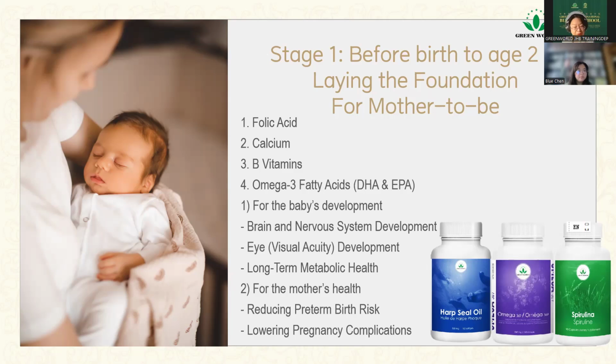Number 2, lowering pregnancy complications. Supplementation may also lower the risk of developing eclampsia. This is a serious pregnancy complication characterized by high blood pressure. Additionally, some research suggests it may help reduce the symptoms of postpartum depression. Spirulina capsule provides folic acid, calcium, and B vitamins. Heart seal oil capsule and omega-369 capsule are ideal sources of DHA and EPA for women who are preparing to get conceived.